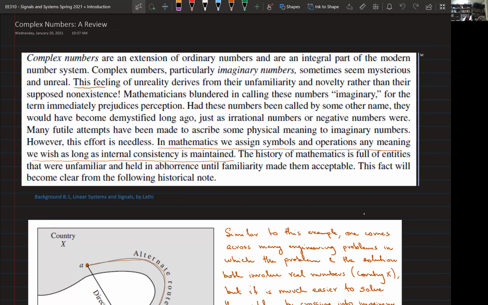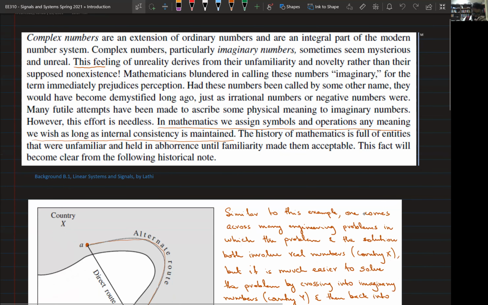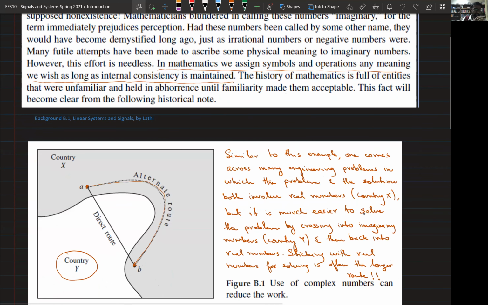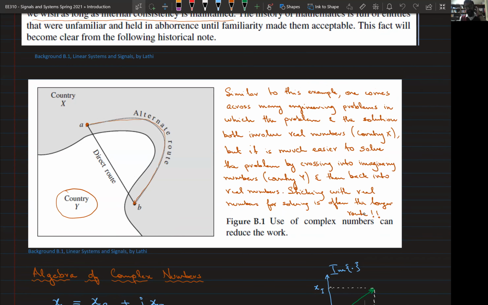But very quickly, we said it's like if you're trying to solve a problem, if you're going from point A to point B, both of which lie in country X, it has a longer route and it has a shorter route, but that shorter route may pass through another country, which is country Y, right?